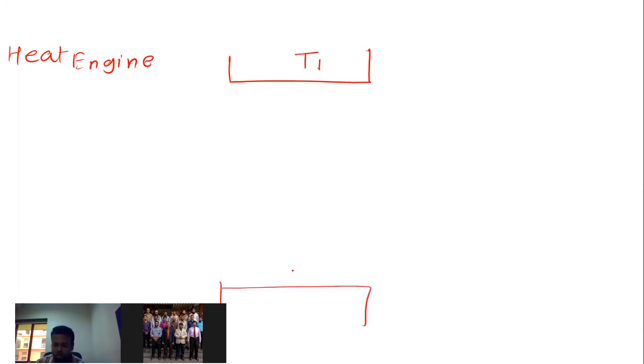Okay, so let us talk about the heat engine. Let us see what a heat engine is and how it works. So this is the engine. We have one temperature reservoir, and we have one more temperature reservoir, that is T2. See here, all of you. I'll just show you that.